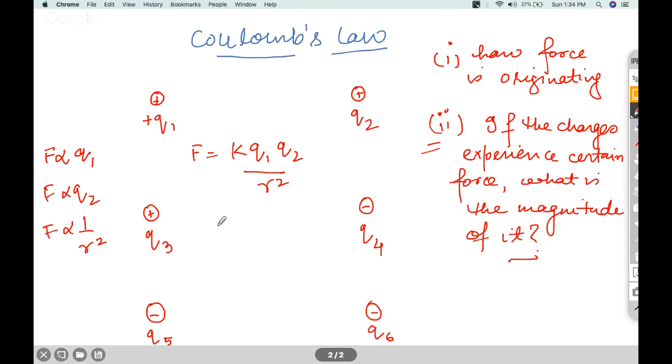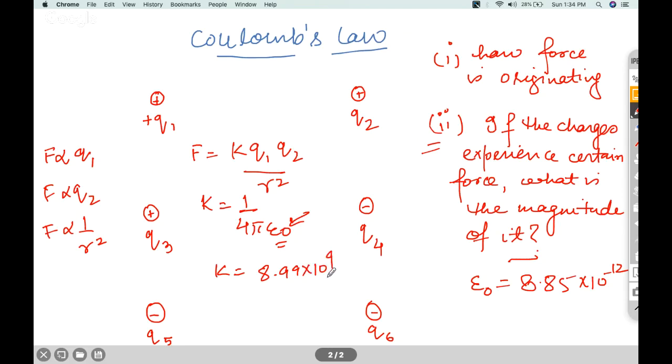And what is this k? K is called a constant. The value of k is written as 1 by 4 pi epsilon naught, where epsilon naught is the permittivity of free space. I'll explain this permittivity constant. When you put the value of epsilon naught here, it is 8.85 into 10 to the power minus 12. And when you put these values here, you get k is equal to 8.99 into 10 to the power 9, which I also call 9 into 10 to the power 9. So you can use any of these values, doesn't matter.